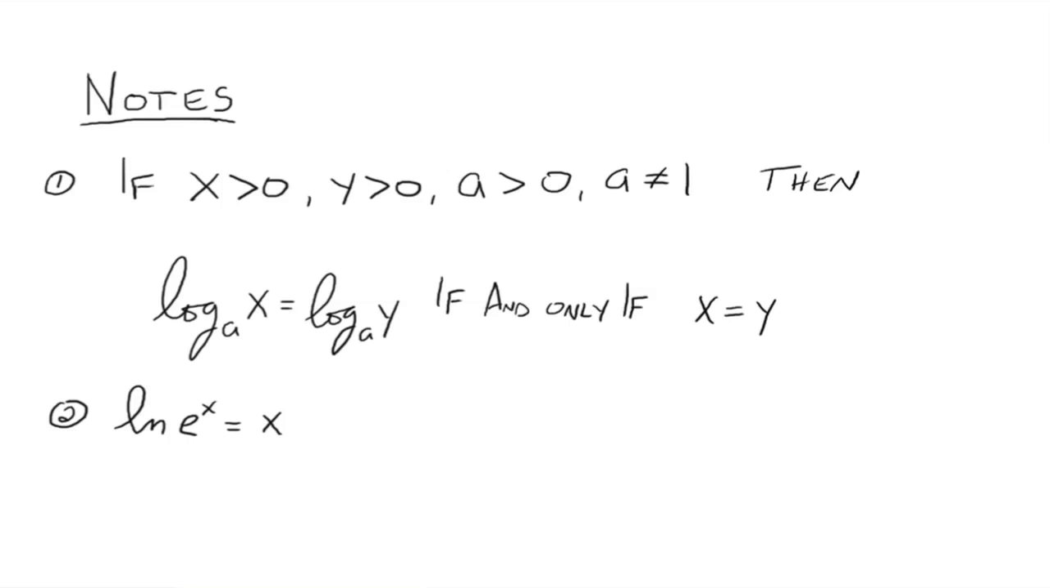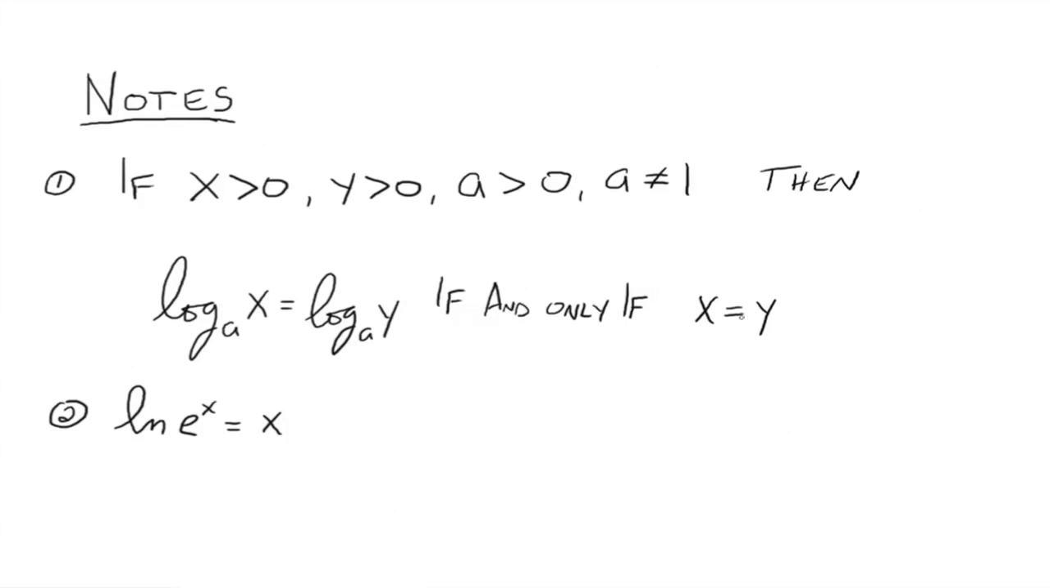So let's recall a couple of notes before we get started. If x is greater than 0, y is greater than 0, a is greater than 0, and a is not equal to 1, then if we've got log base a of x equal to log base a of y, the only way that can be true is if the argument x is equal to the argument y. This "if and only if" means it goes in both directions. So if log base a of x equals log base a of y, then x has to equal y.